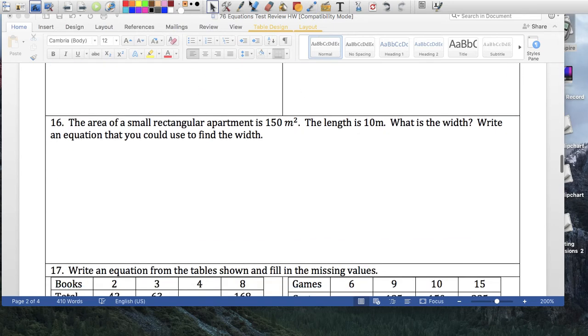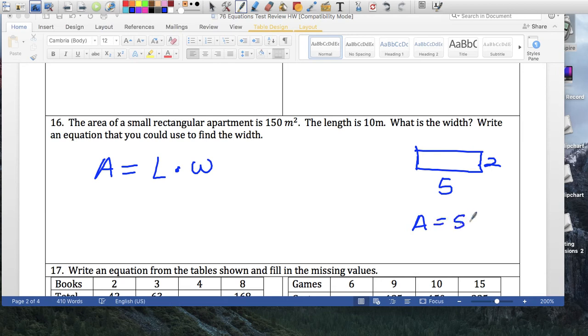The area of a small rectangular apartment is, so area, how do we find the area of an apartment? Well, it's a rectangle, so area is length times width. Agreed? If you have a rectangle, for example, here, and this was 5 and this was 2, to find the area of this rectangle, you multiply 5 times 2, and that would give you 10 units squared. What does that mean? It means that in here you would have 1, 2, 3, 4, 5, 6, 7, 8, 9, 10.